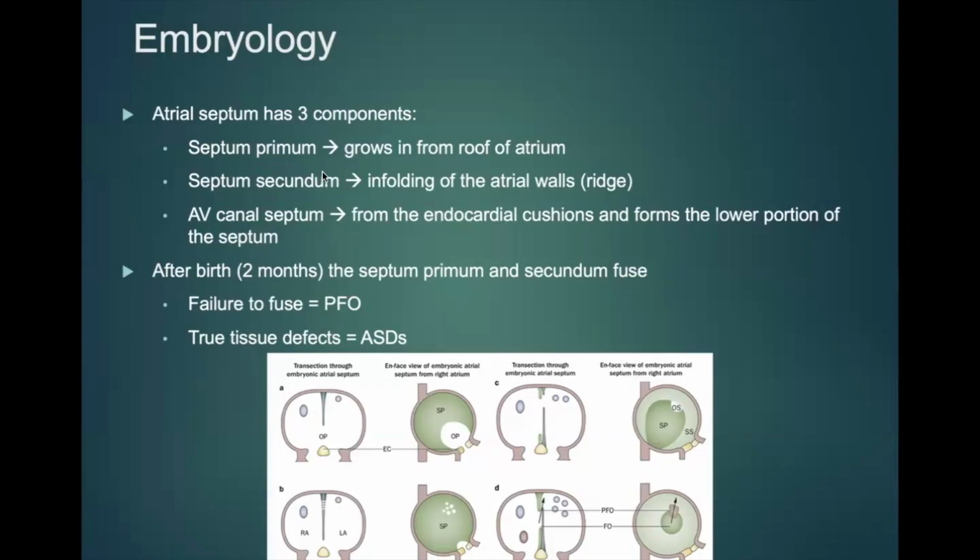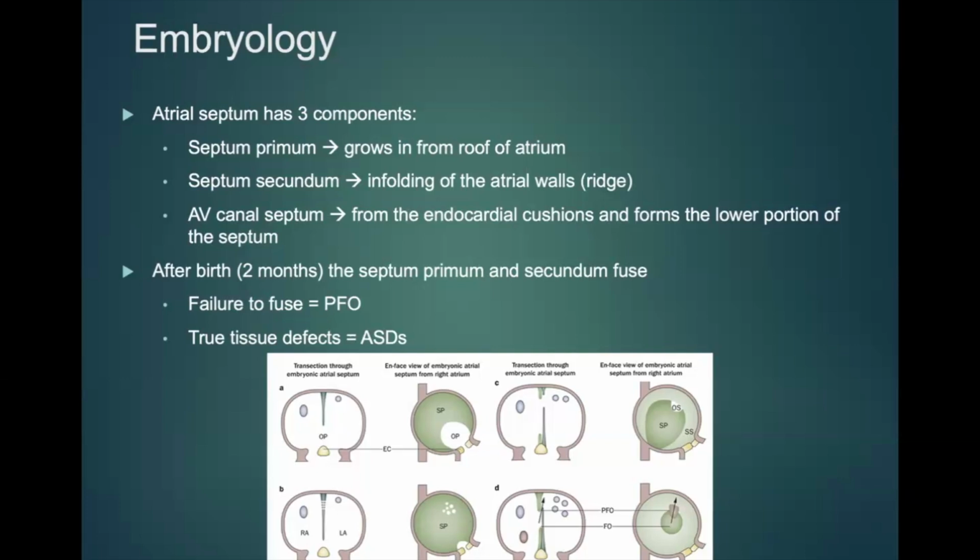After this, the septum secundum forms, and that's essentially just a muscular ridge on the right atrial side of the septum that then creates 2 separate septums, and they overlap over time. And so failure of these overlapping structures to fuse creates a PFO, which we're very familiar with. But if there are defects in how these septums form, like a tissue defect, that's going to form an atrial septal defect. And the spectrum of pathology is quite wide.